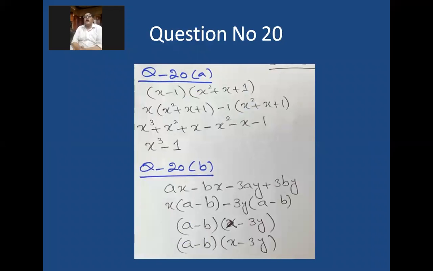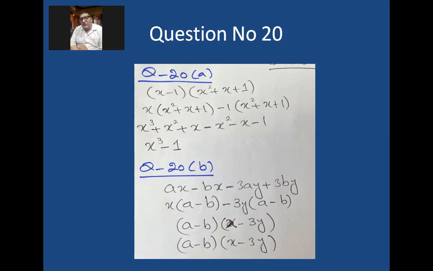Okay. So question number 20, A part: x minus 1 in one bracket and in another bracket we have x square plus x plus 1. So the first term of the first bracket will multiply with the whole of the second bracket. And then the second term of the first bracket will multiply with the whole of the second bracket. So you will have x cubed plus x square plus x minus, here you will have x square minus x and minus 1. So x square and minus x square will be cancelled, plus x and minus x will be cancelled. You are left with x cubed minus 1. So the final answer will be x cubed minus 1.